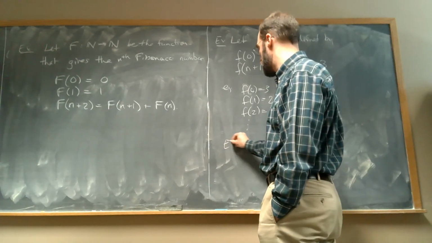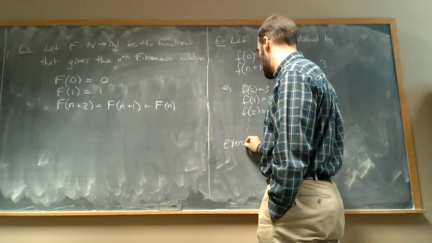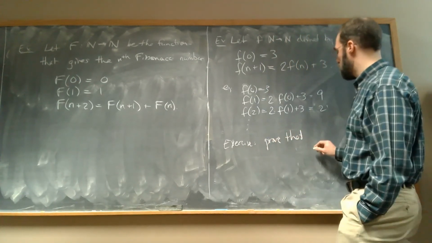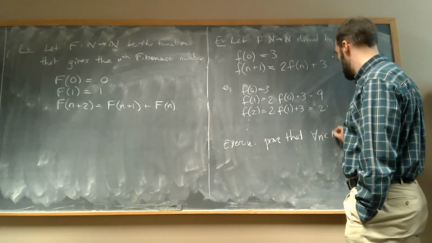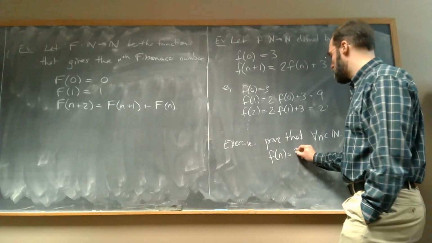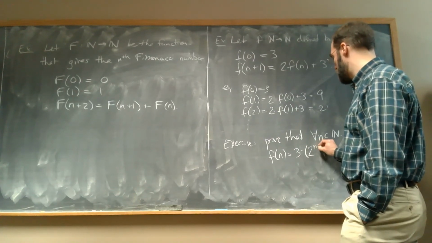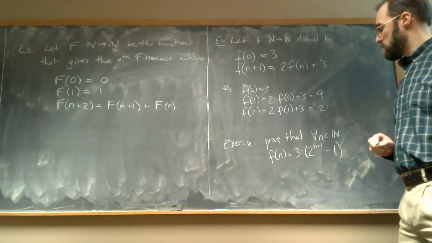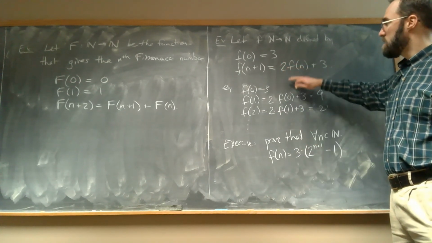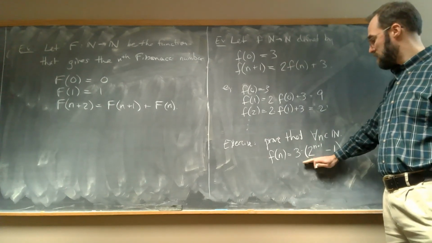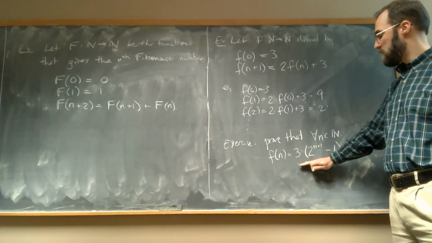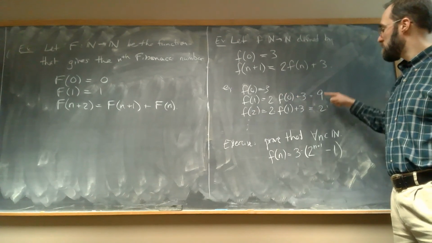I'll leave you with one to try yourself, so something you might try proving about this. As an exercise, prove that for all natural numbers, f of n is equal to 3 times 2 to the n plus 1 minus 1. So if we think of this as a sequence, this is a recursive definition of the sequence. This is a closed form definition. So see if you can prove, using induction of course, that this is always going to be true, that these values are going to be defined by this formula.